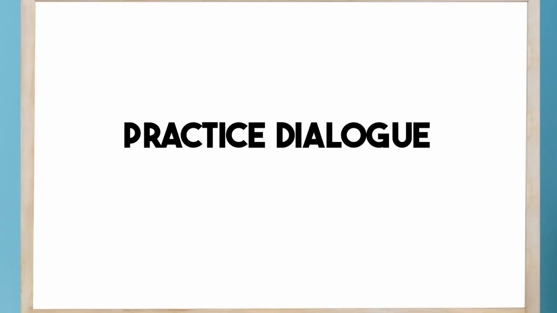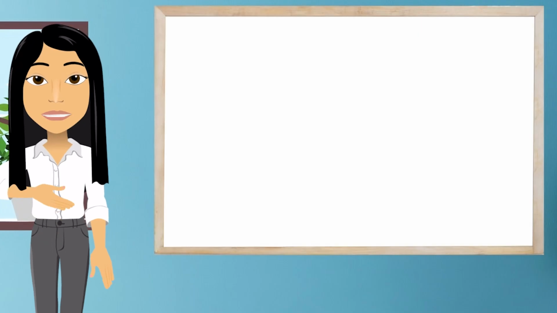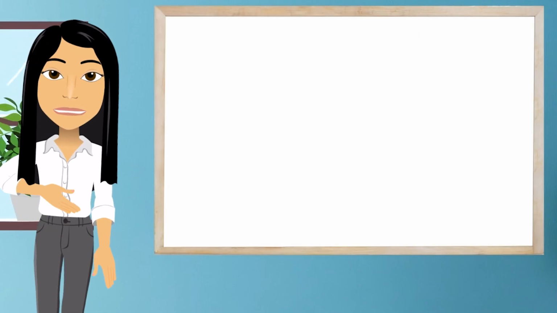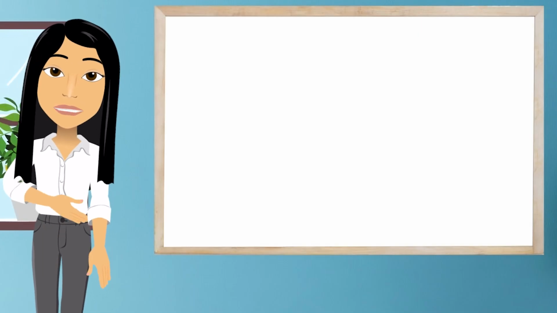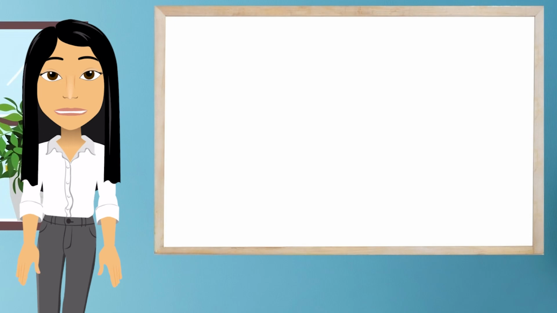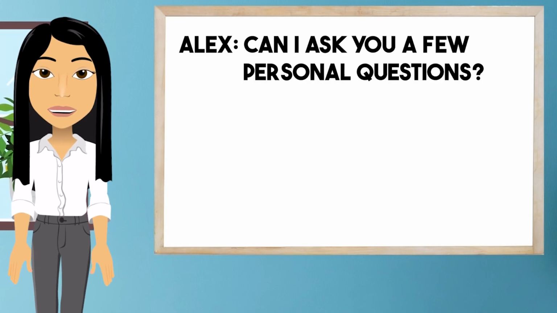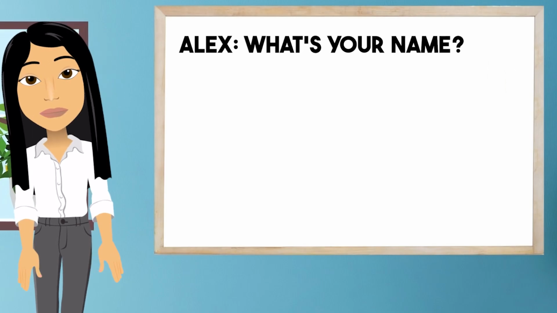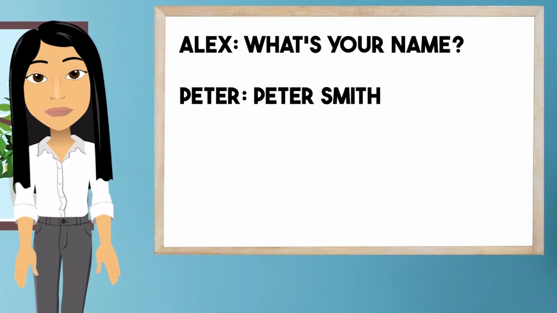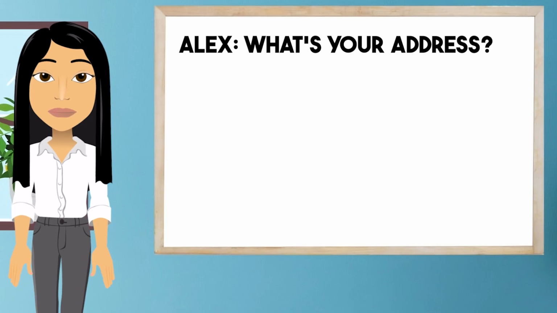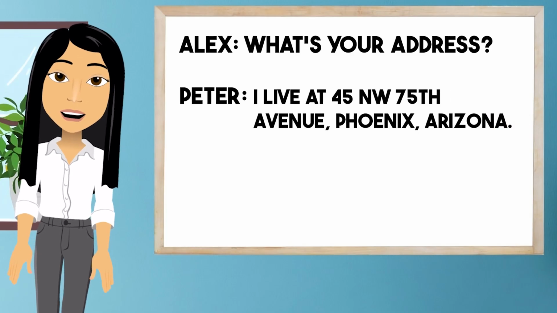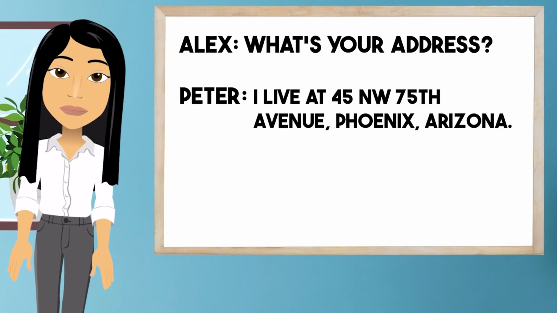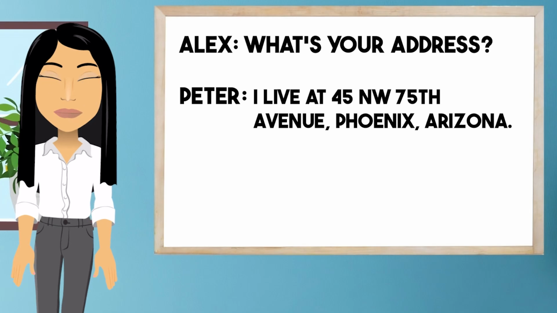Practice dialogue. Here's a short dialogue giving an example of personal questions. You can use these questions to practice with a friend or a classmate, using your own information. Alex: Can I ask you a few personal questions? Peter: Certainly. Alex: What's your name? Peter: Peter Smith. Alex: What's your address? Peter: I live at 45 Northwest 75th Avenue, Phoenix, Arizona.